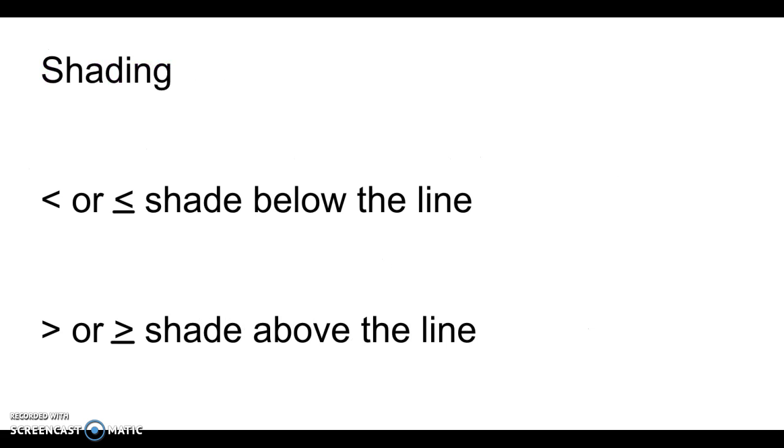All right, the second thing with graphing inequalities is shading. So this is also new to us. So if you have the symbol less than or less than and equal to, you'll shade below the line. Less than means that it's going to be below our line. So then if you have the greater than or greater than or equal to symbol, you will shade above the line.